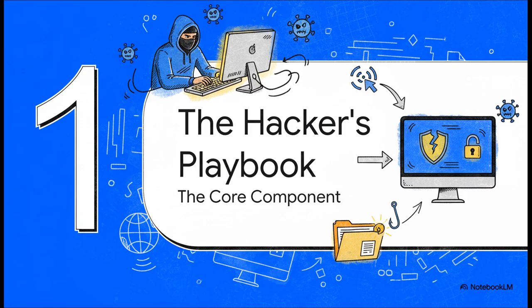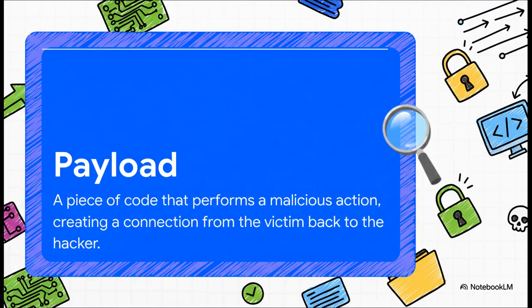And in the world of these client-side attacks, that weapon has a specific name. It's called a payload. Think of this payload as a tiny digital secret agent. It's sent behind enemy lines with just one mission: to phone home. Its entire purpose is to establish that secret line of communication back to its master.